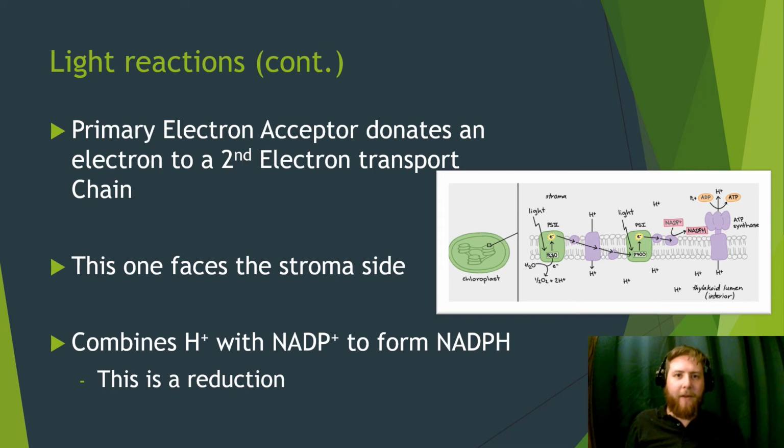So the primary electron acceptor in this one now donates this electron to this second electron transport chain here. And this one's on the stroma side, facing the inside of the chloroplast. And it's combining its H plus with this NADP plus to form the molecule NADPH. And that's happening right here in this molecule. This molecule is being reduced. It is getting that extra hydrogen added to it, getting an extra electron on it, becoming reduced.